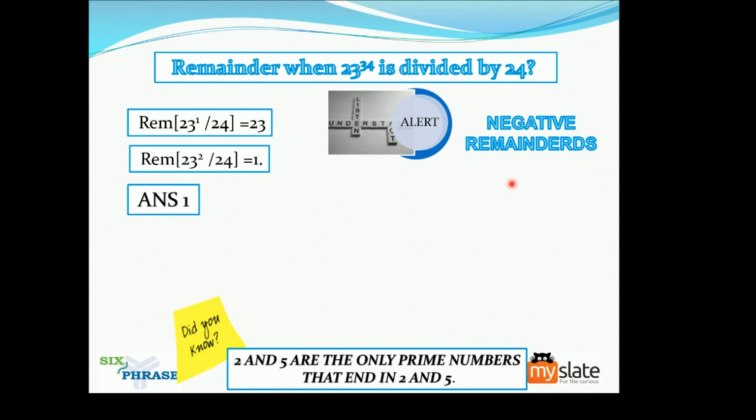Guys, actually, remainders cannot be negative. But for the sake of solving problems, we assume remainders to be negative. For the sake of solving problems easily, yes, you can solve this problem like this, but there is an easier way of solving this problem. So I'll tell you how and why.